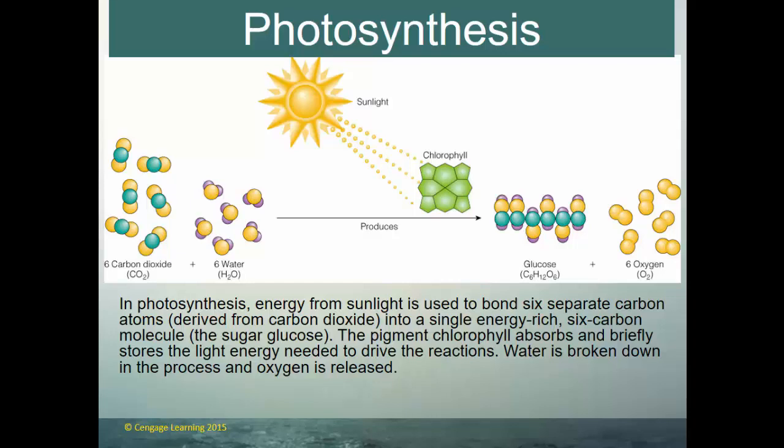So in photosynthesis, energy from sunlight is used to bond 6 separate carbon atoms derived from carbon dioxide into a single energy-rich 6-carbon molecule, the sugar glucose, or your carbohydrate. The pigment chlorophyll absorbs and briefly stores the light energy needed to drive this reaction. Water is broken down in the process, and oxygen is released.